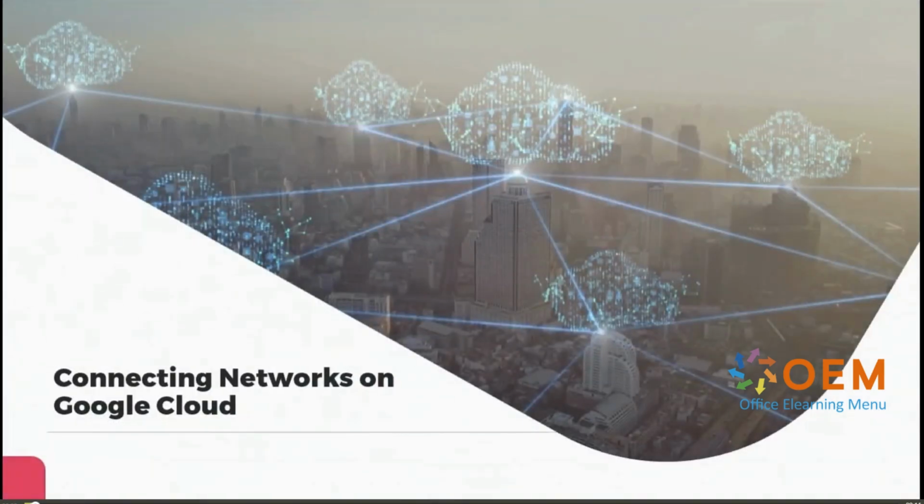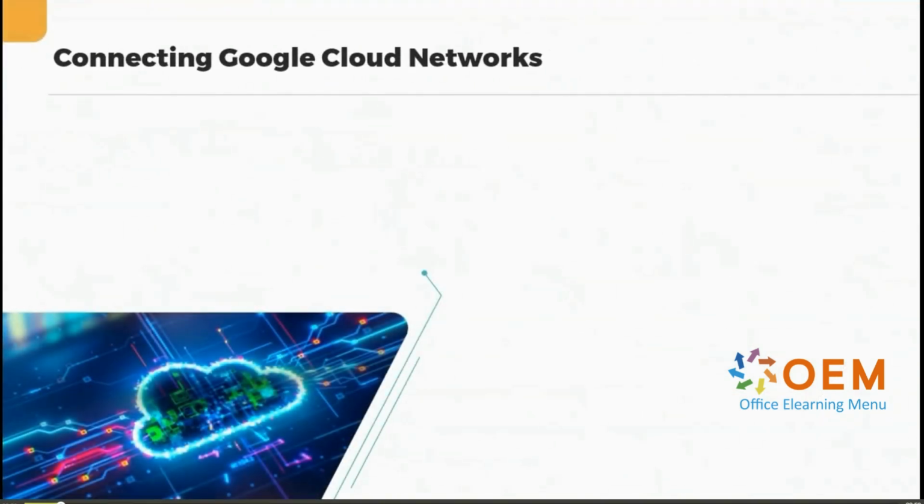Next, let's talk about how we can connect networks on the Google Cloud. Before we move any further, let's disambiguate the term network. Here, network might refer to a Google VPC or it might refer to an on-prem network. Let's first talk about the simpler case of connecting Google Cloud networks, that is, of connecting two VPCs.